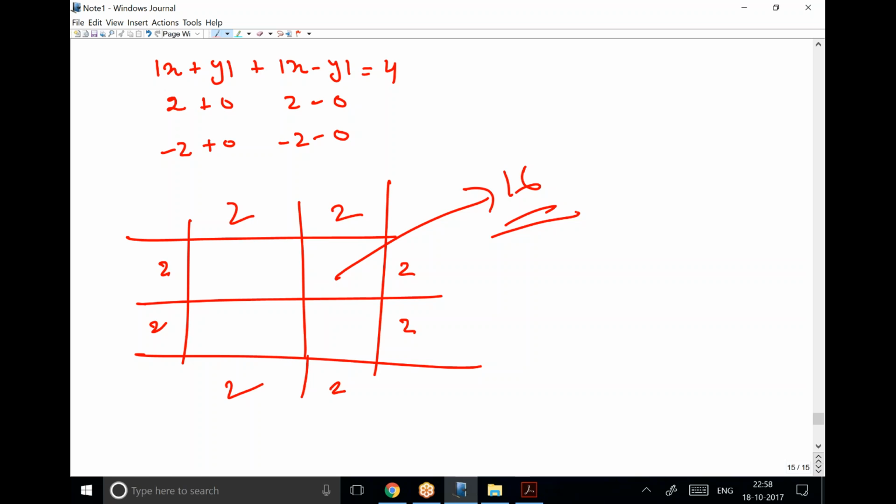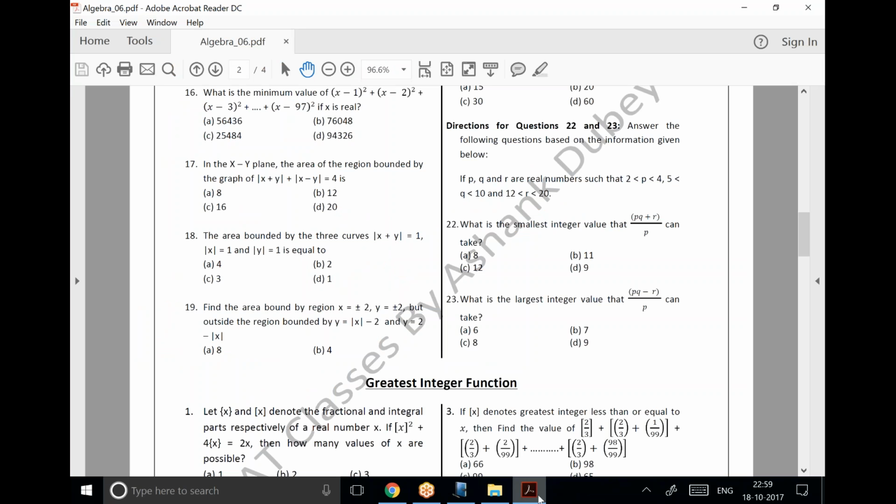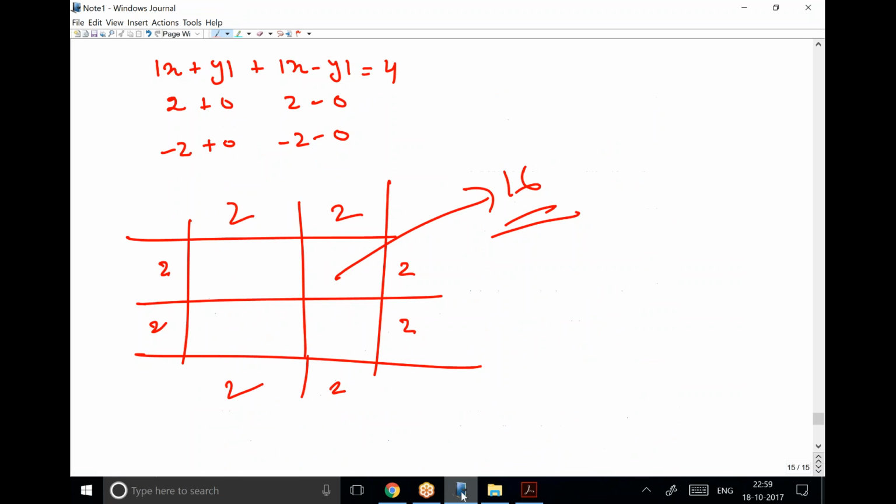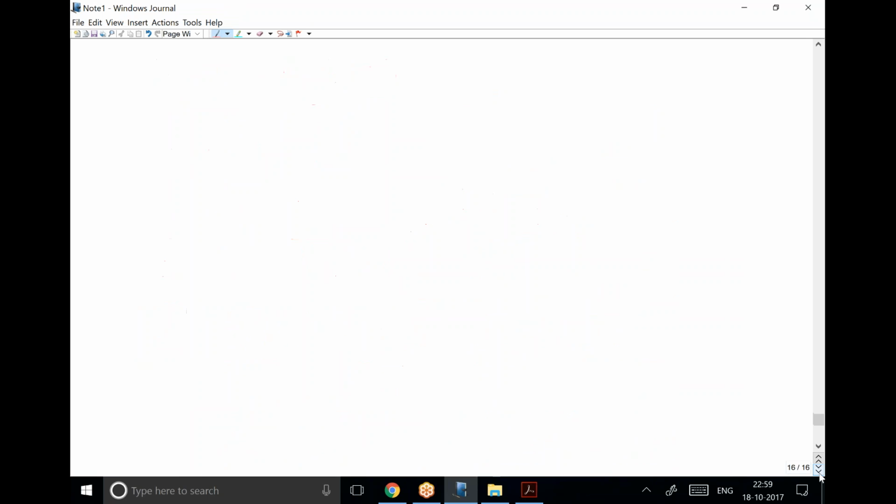Now if I ask you a question which has come in CAT, the question was like this, that came last to last year. Find out the area if |x - 15| + |y - 100| is equal to 4. This question they have asked.